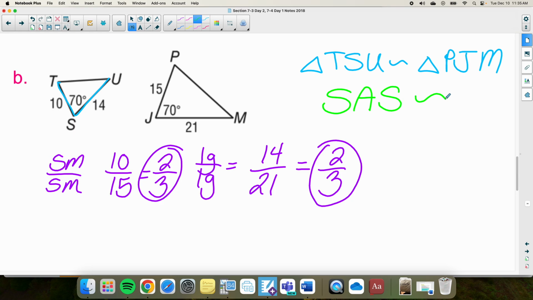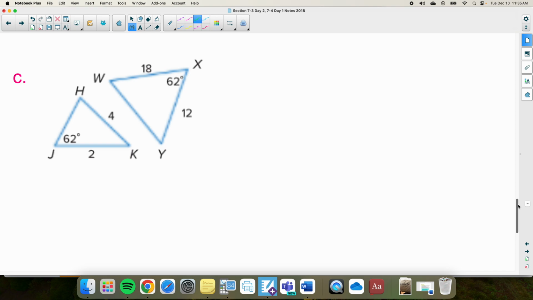Do you guys all remember how to reduce a fraction on your graphing calculator? You'd go 14 divided by 21, math, enter, enter, and it'll reduce it if that's something that you don't know how to do. Now, if I look at this one, which one do you think we'd think about?